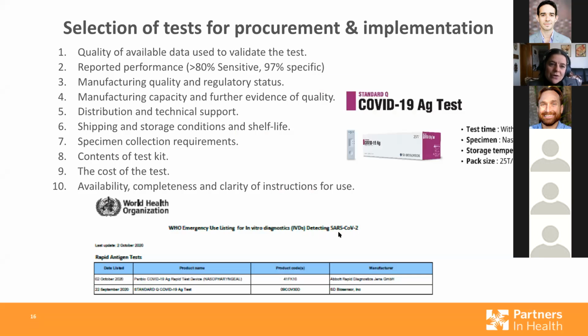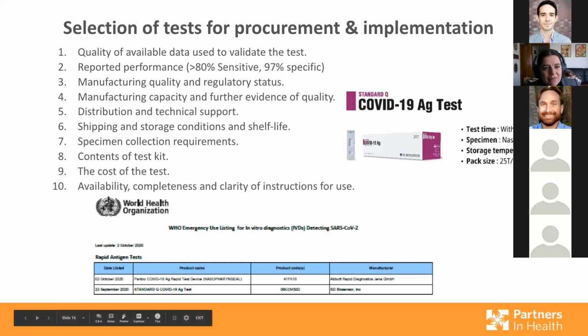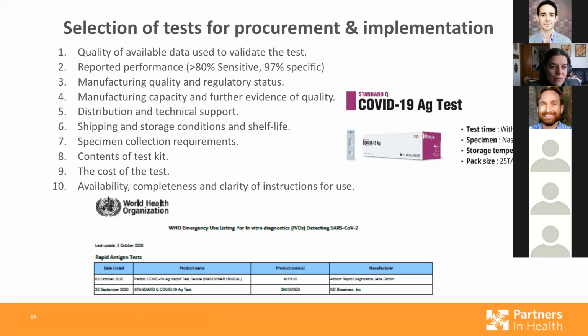The other thing that you have to take into account is the test. There are 10 factors that affect the test that you choose. Among these factors, we have the available data that you have from the manufacturer, especially for the clinical tests that they perform. Really good performance: they have to be more than 80% sensitive and more than 90% specific.